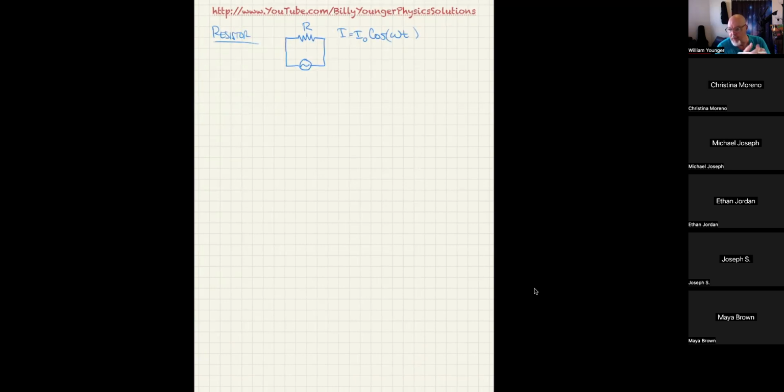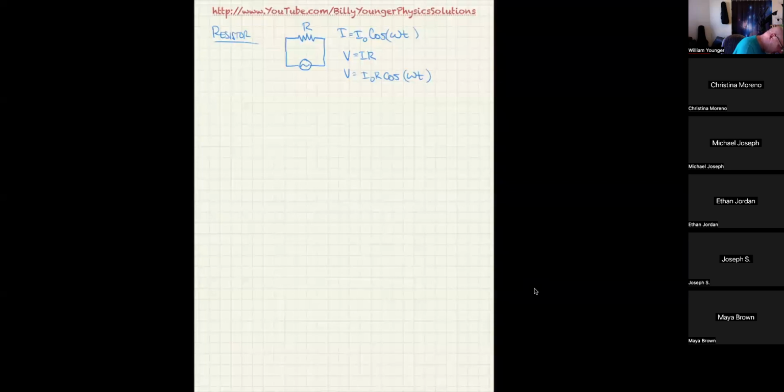And of course, if you want to know the IRMS, you take that peak current and divide it by square root of 2, and you get IRMS. But the main thing is we know that. We also know that Ohm's law applies, and Ohm's law says that V is equal to I times R. So V, for this particular case, is just going to be I0 times R times cosine omega t.